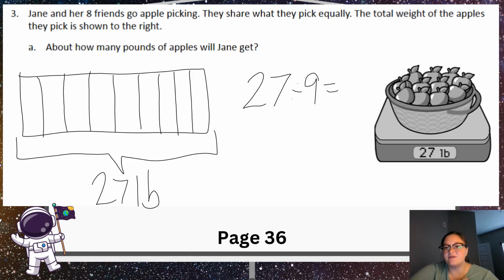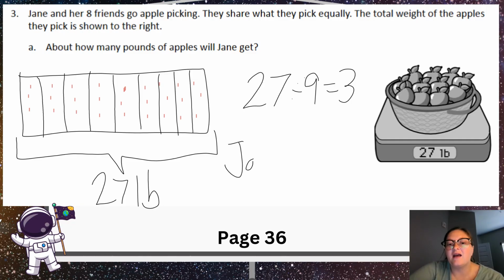So let's share equally to find how many pounds each friend gets. 1, 2, 3, 4, 5, 6, 7, 8, 9, 10, 11, 12, 13, 14, 15, 16, 17, 18, 19, 20, 21, 22, 23, 24, 25, 26, 27. That means each friend gets 3 pounds of apples. So Jane gets 3 pounds of apples.